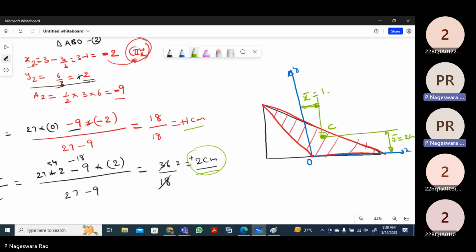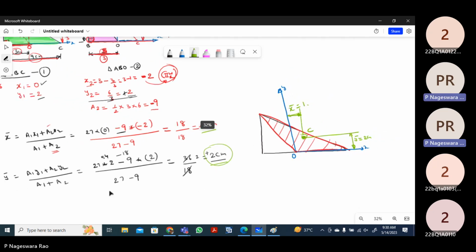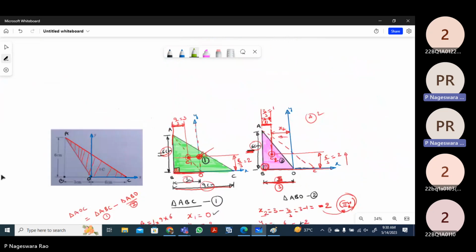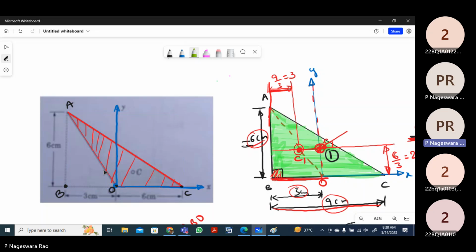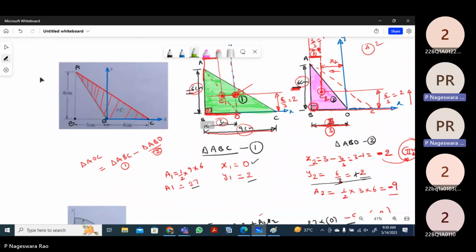So like this, we need to take care of both the coordinate signs as well as the area signs. If an area is removed, then we have to give the negative sign. If an area is added, then we have to give the positive sign. So we completed how to calculate the centroid for this shaded area region. Now we will go with another typical problem.